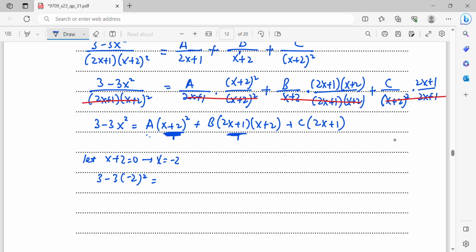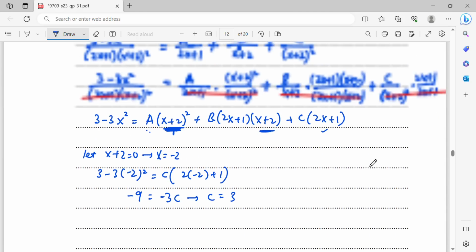Same for the second term, (x plus 2) multiplied with (2x plus 1) multiplied with b. So the x plus 2 will be 0. So again, 0 times b, it will be 0. Then we can find the c directly. So it will be c times (2 times minus 2 plus 1). Okay, so for the left hand side, 3 minus 3 times minus 2 squared, it will be minus 9. Right hand side, 2 times minus 2 is minus 4. Minus 4 plus 1 is minus 3. Therefore, my c is going to be 3.